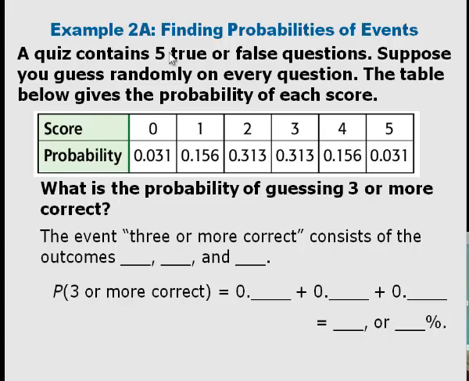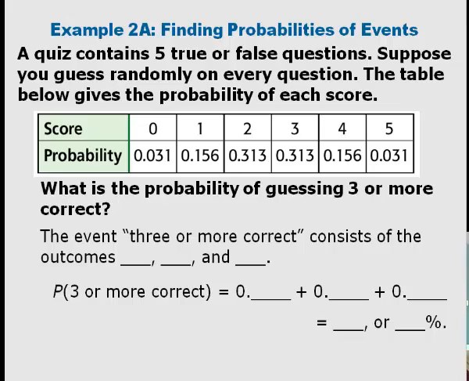A quiz contains 5 true or false questions. Suppose that you guess randomly on every question. I would not recommend this on a quiz, but let's suppose you do. The table below gives the probability of each score. So if you took a quiz, what is the probability of guessing 3 or more correct?